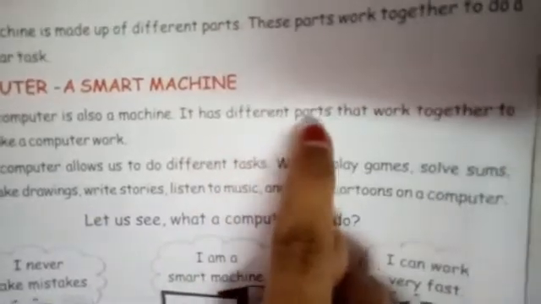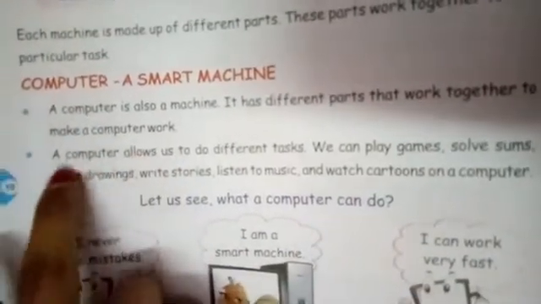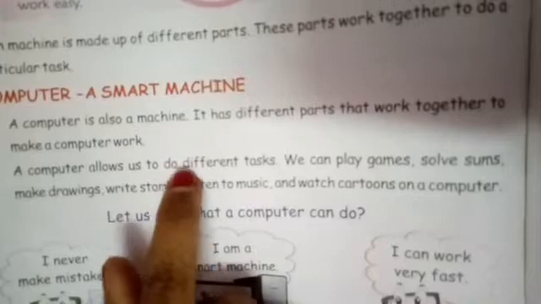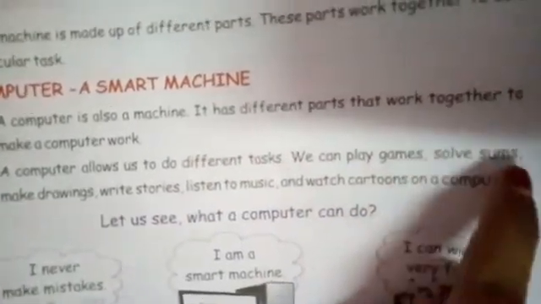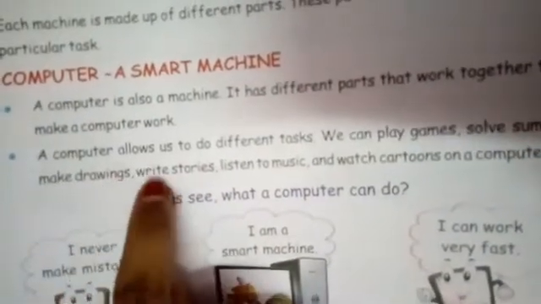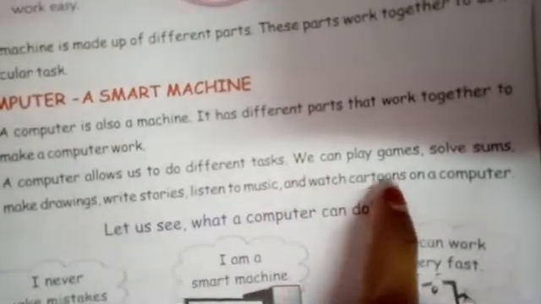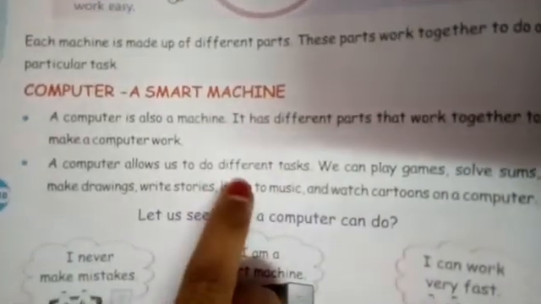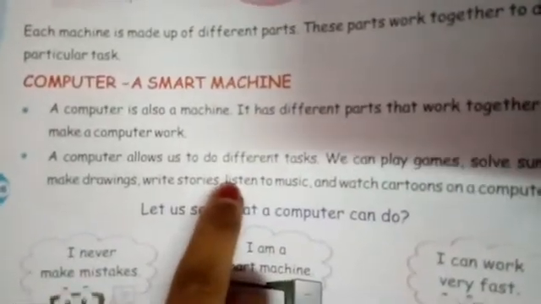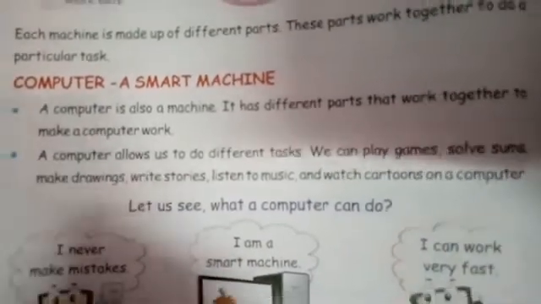It has different parts that work together to make a computer work. A computer allows us to do different tasks. We can play games, solve sums, make drawings, write stories, listen to music, and watch cartoons on a computer. So till here, students, you all have to type. After typing, you have to take a photo of your typing and send it to WhatsApp group.